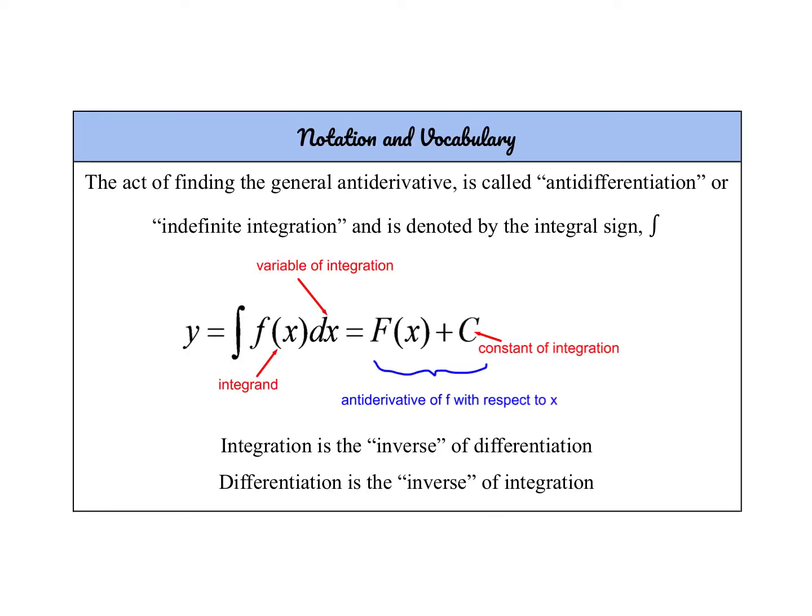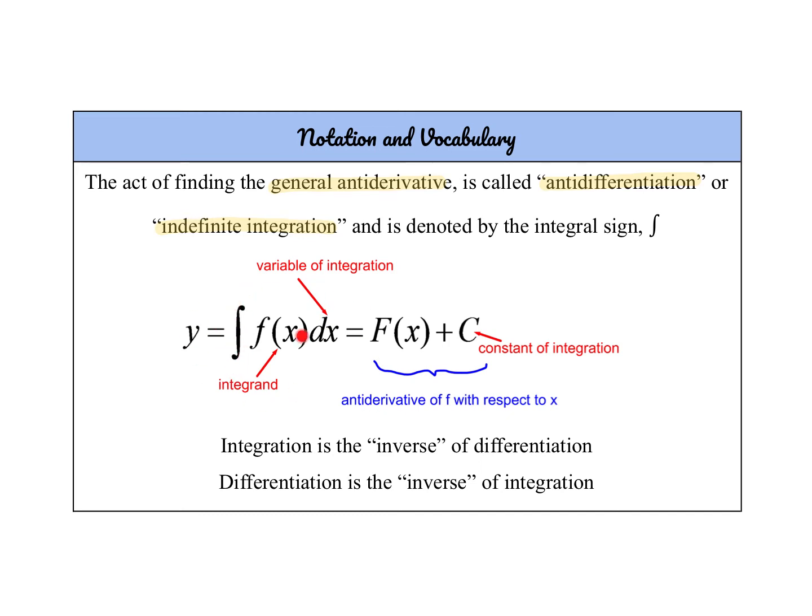All right, so just a little more notation and vocabulary. When we are finding the general antiderivative, we call this antidifferentiation or indefinite integration. And when we write it, we will use this integral symbol. So our expression will look something like this.